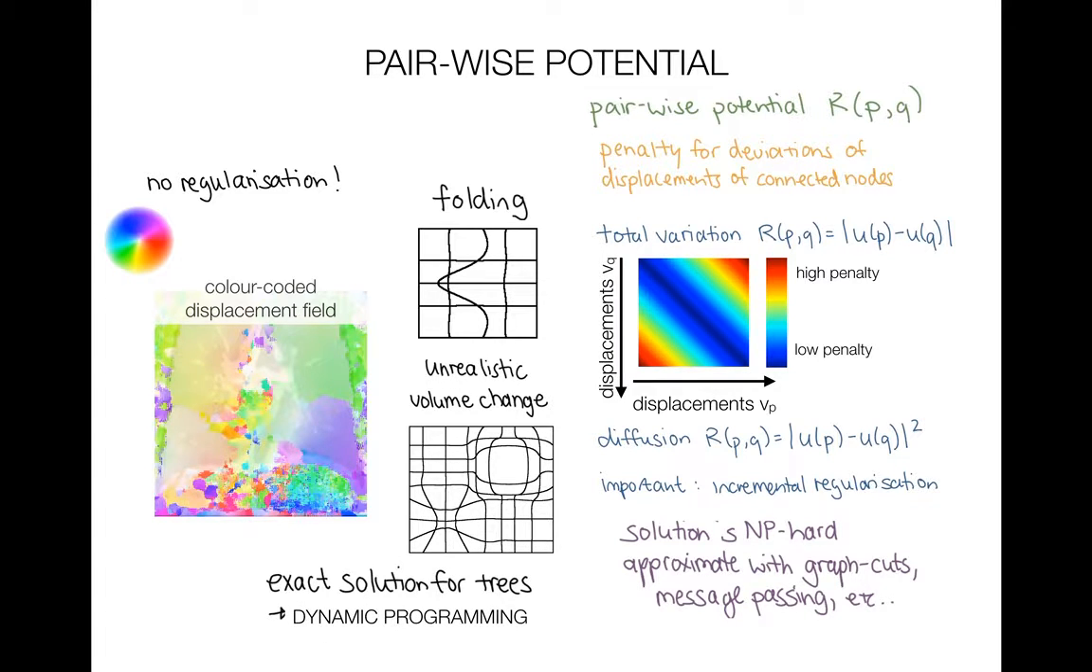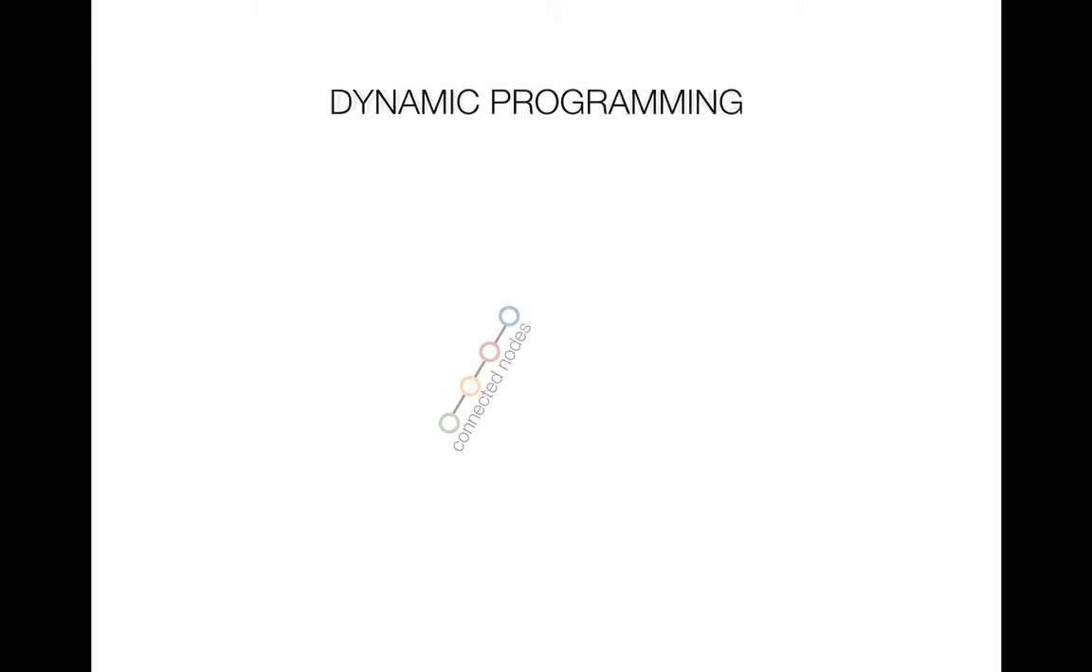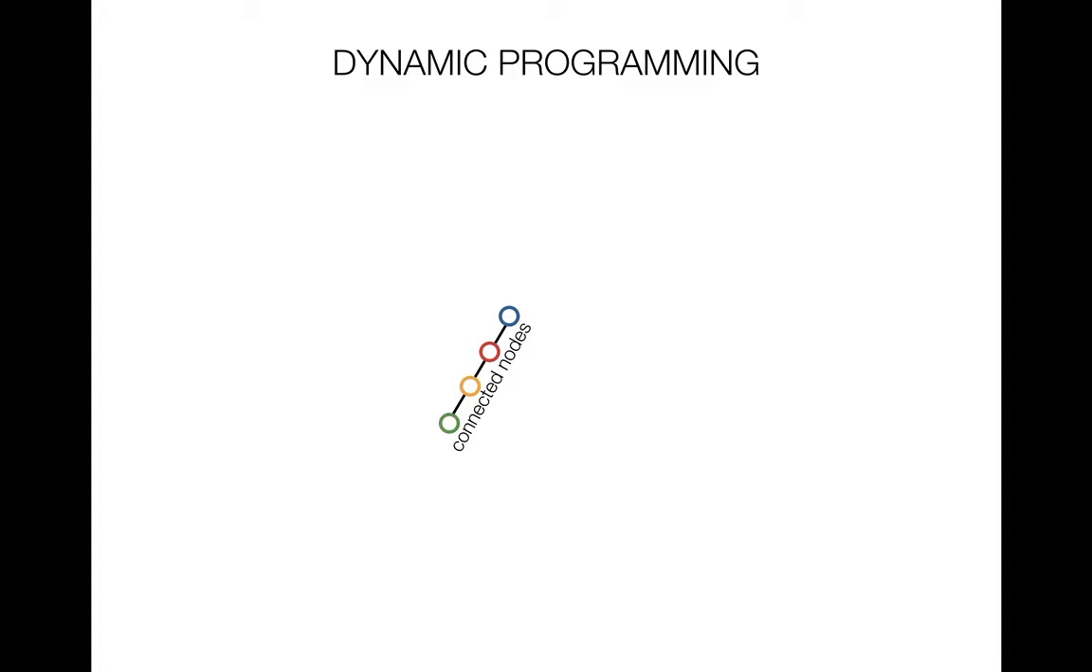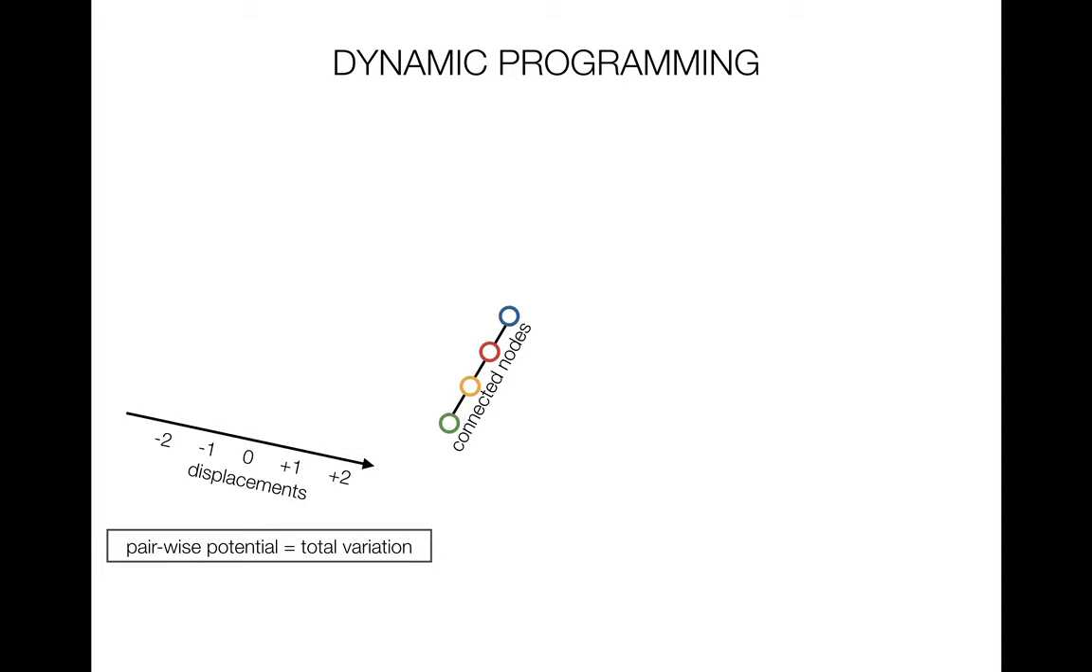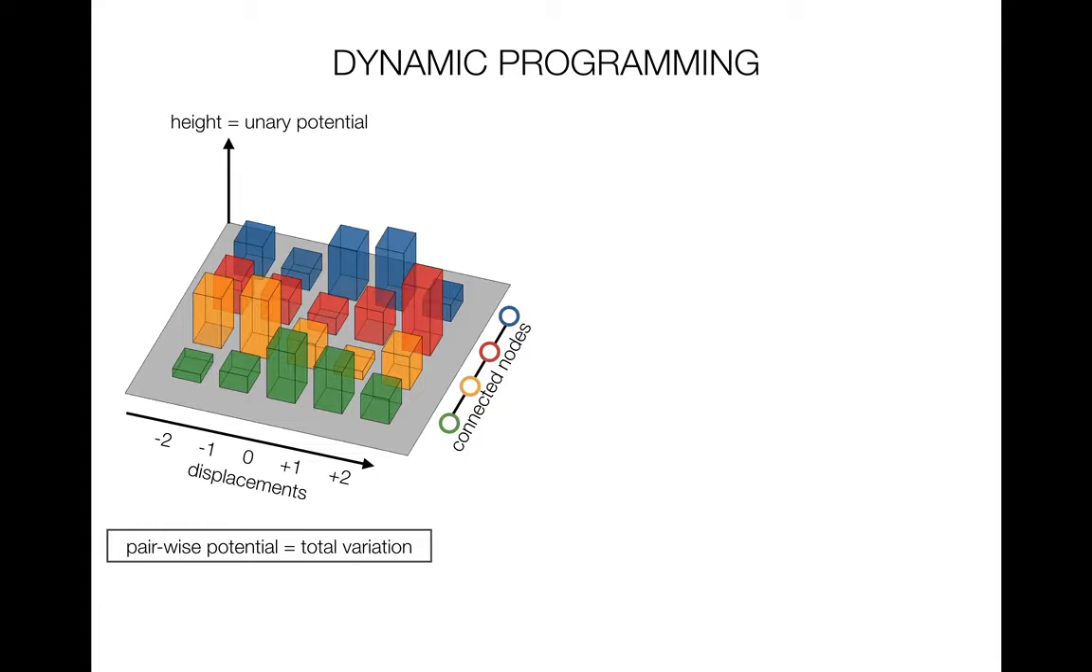And I've prepared a very simple example consisting of only 4 connected nodes, which each can take one of the following 5 displacements between minus and plus 2. We use total variation as regularization penalty, and the unary potentials are represented by the height of these 3D bars. We now aim to find the path with minimal cost across these obstacles.